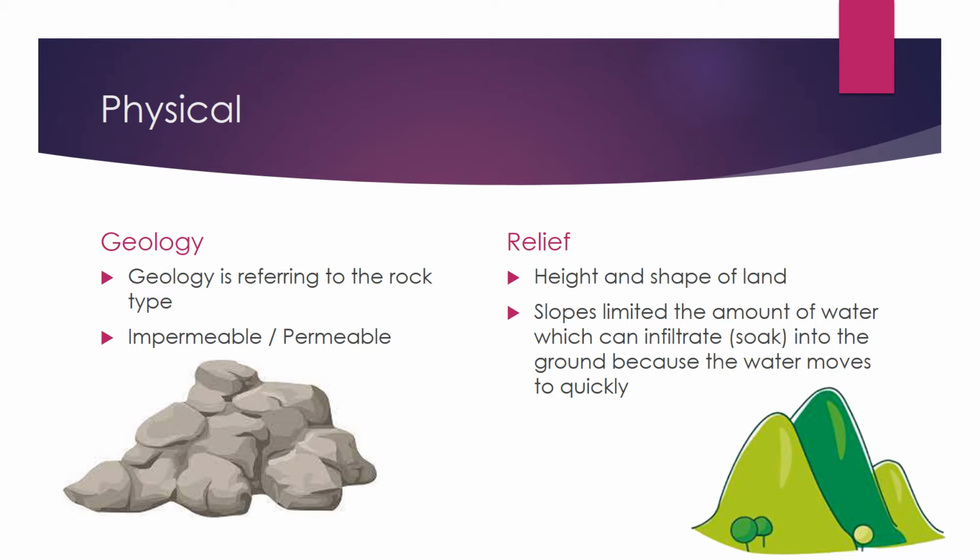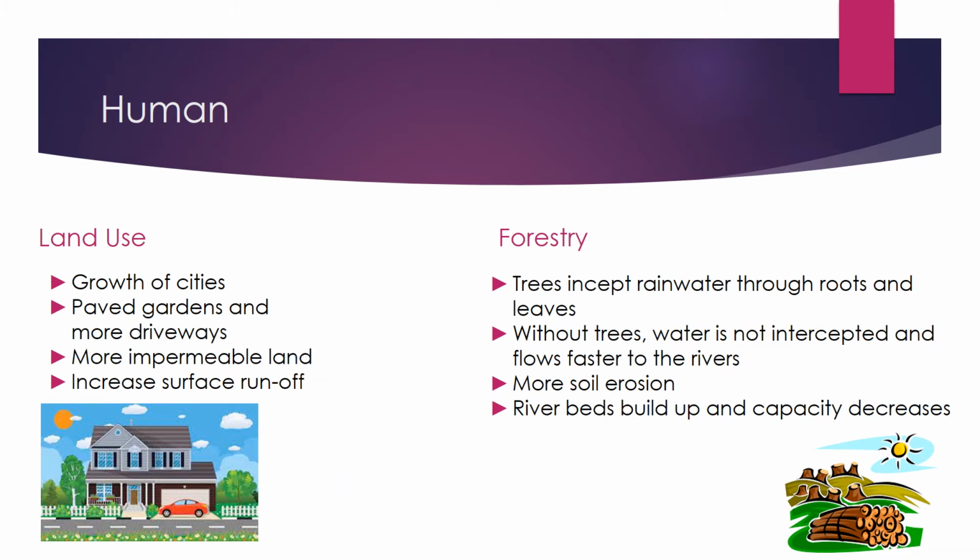Relief is another physical factor affecting how much flooding occurs. So relief is the height and shape of the land. During rainfall, water moves too quickly on a slope and will flow over the surface faster than it can be absorbed into the ground. Consequently, the water will reach the low-lying land or the river much faster, again increasing the risk of a flood. So let's move on to some of the human causes of floods.